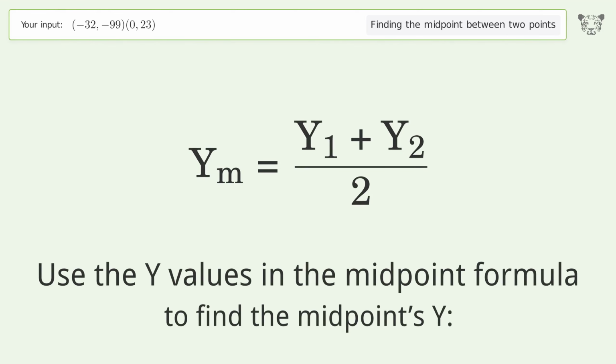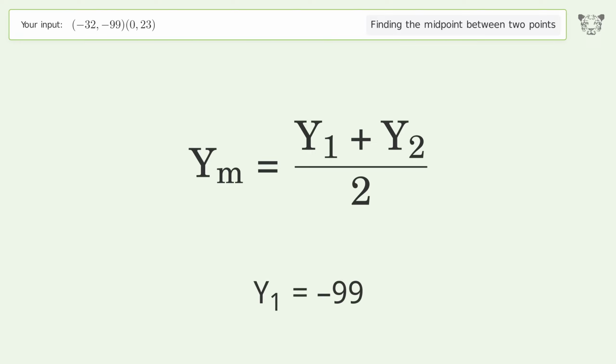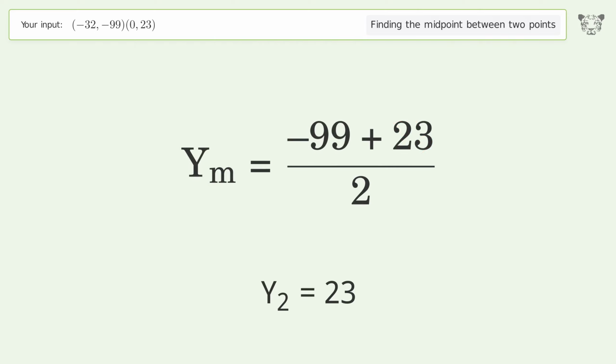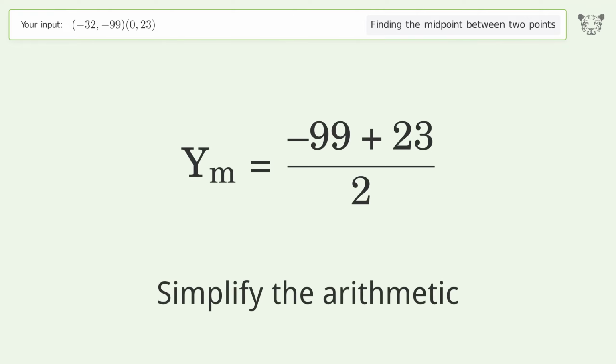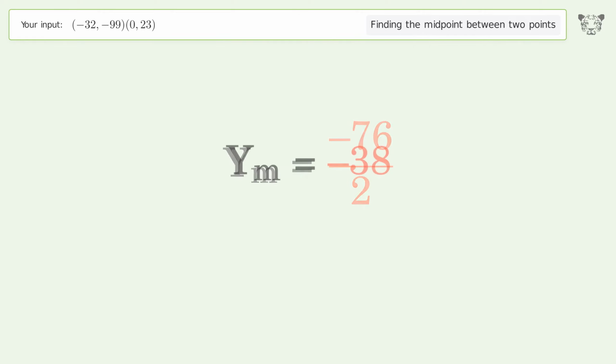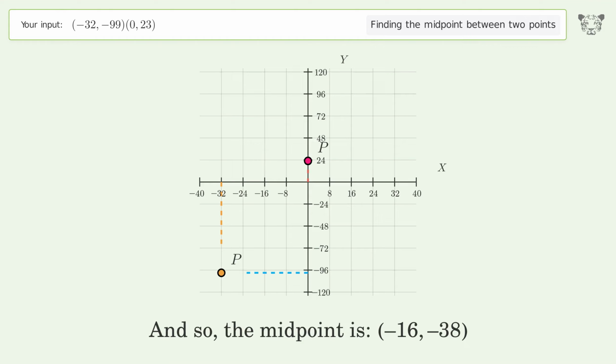Use the y values in the midpoint formula to find the midpoint's y. y1 equals -99. y2 equals 23. Simplify the arithmetic. And so, the midpoint is -16, -38.